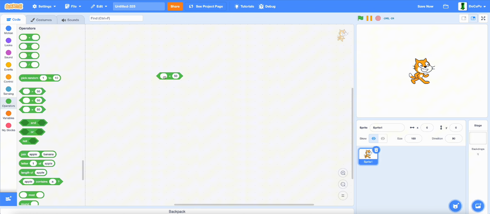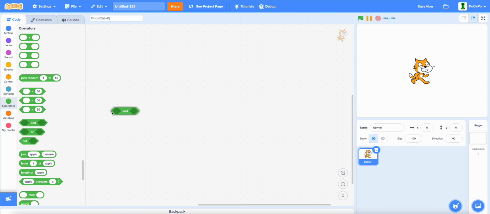Then we have the less than, which is basically if this number is less than this number, then it will be true, but if it's greater than, then it will be false. Then the equal block, which is basically if this is exactly this, it will be true. If it's not, it will be false. And it can even be used for letters, or even a combination.